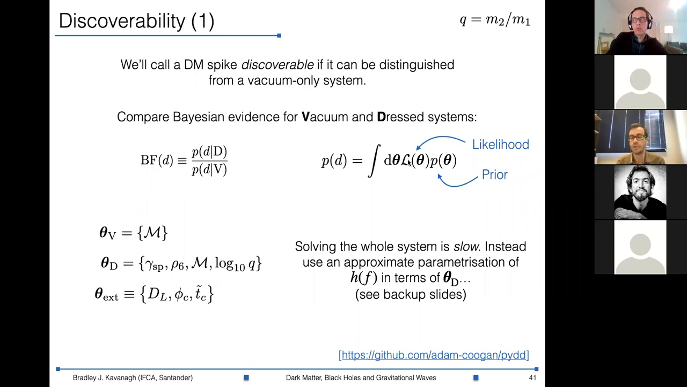Okay, so we integrate the likelihood, which is related to this match that I described earlier: how close does the data look to the waveform at this particular point in parameter space? And we weight by the prior, and this integral should tell us something about how much we should believe this particular model. And then we can calculate the Bayes factor, which is the ratio of these two Bayesian evidences. Okay, and if this is very large, then we should prefer the model with a dark matter halo, the dark dress. And if it's very small, then we don't necessarily prefer one over the other.